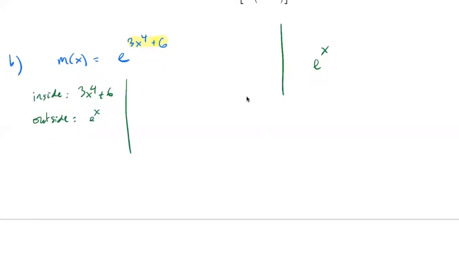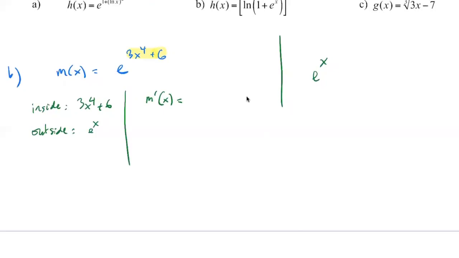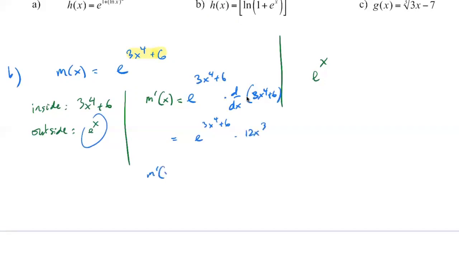When we apply the chain rule to this, first we take the derivative of the outside function, which is e to the x. It's going to be the same thing. But then we have to multiply by the derivative of the inside. So now the answer is going to be 12x, rewrite that, and we get 12x to the third times e to the 3x to the 4th plus 6.